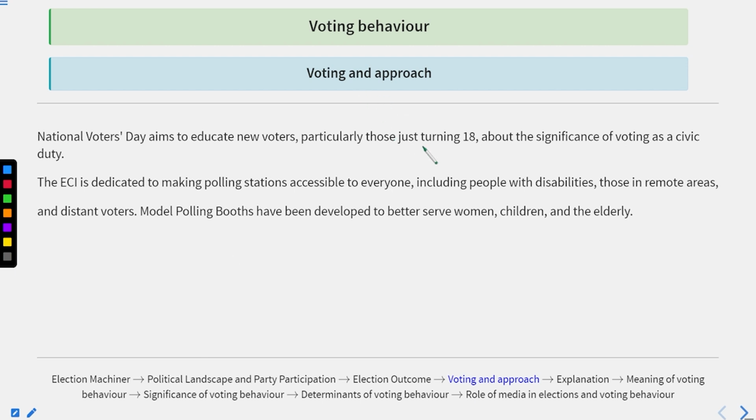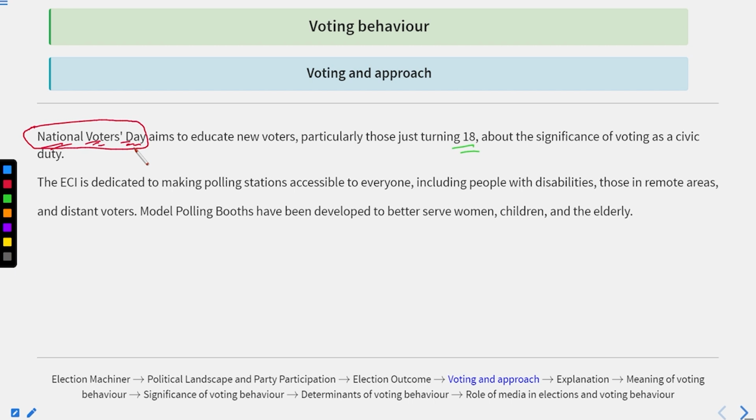It means that he is not selecting any of the above. All right. Thereafter, we discussed that whosoever is turning 18, that is the voting age in India, National Voters' Day is celebrated for them. Okay. About the significance of voting as a civic duty. Thereafter, we discussed the model polling booths and all.